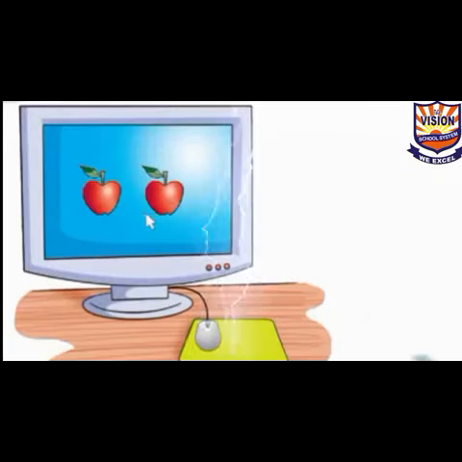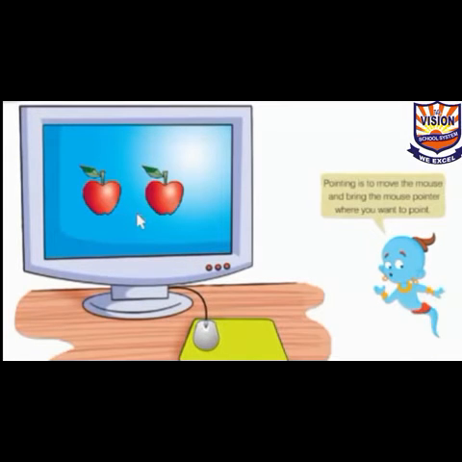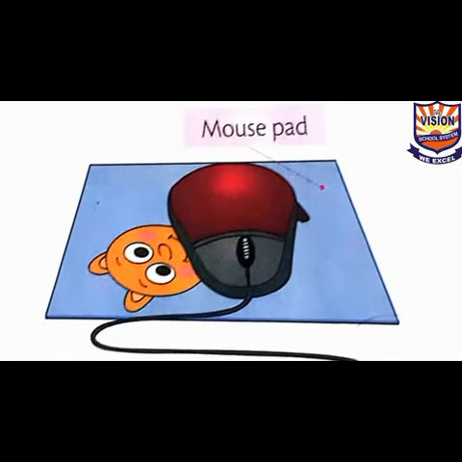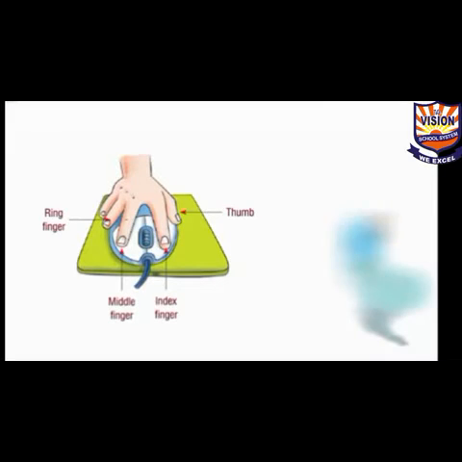Mouse pointer. The arrow on the computer monitor is called the mouse pointer. When you move the mouse on the mouse pad, the mouse pointer on the monitor also moves.